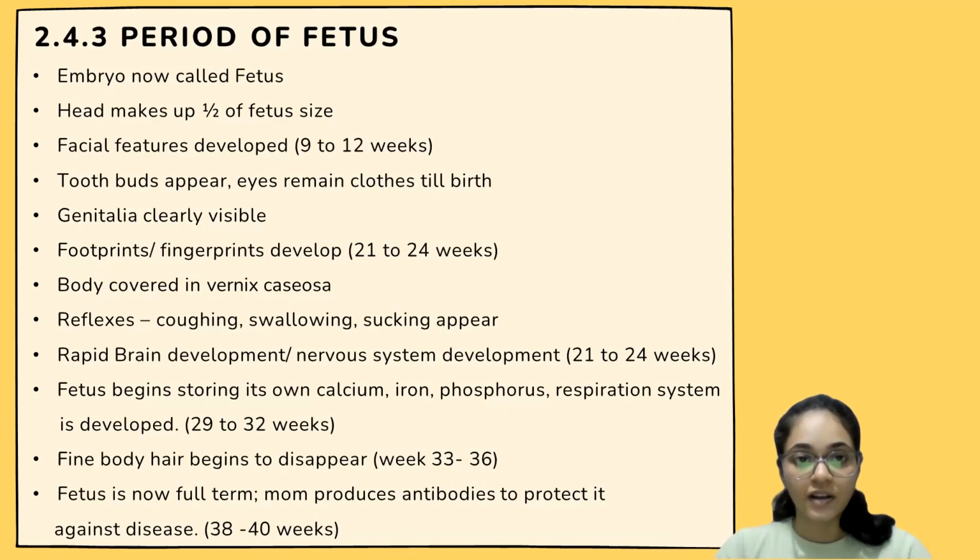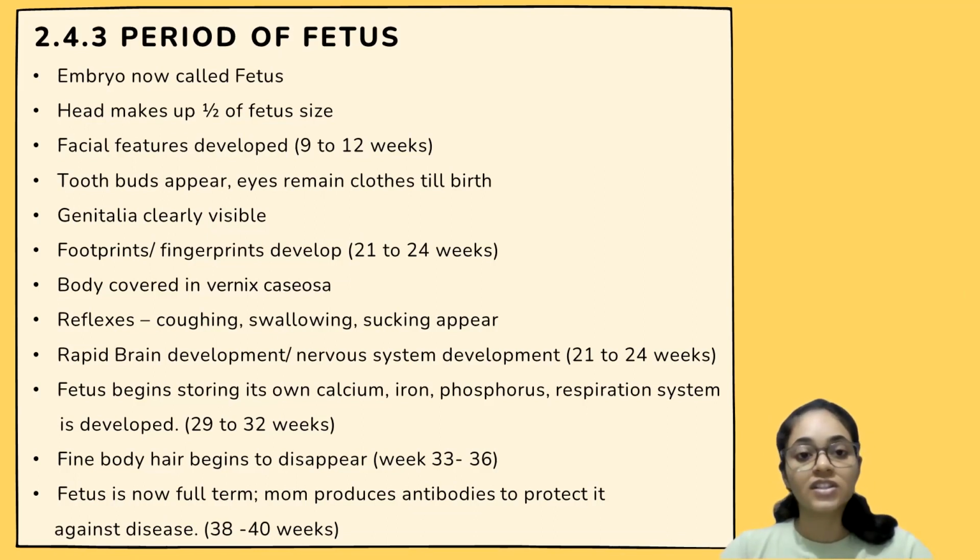The head makes up one half of the fetus size. Remember that the head is the heaviest organ that the child is born with at the time of birth. It is only after birth that the child's head and body and everything starts coming into proportion and starts settling down. But initially, the head is the heaviest and the biggest organ that the child is born with.